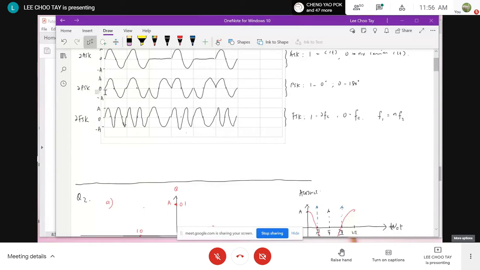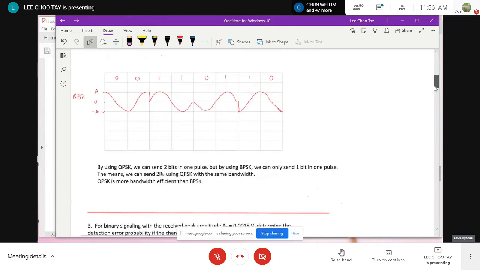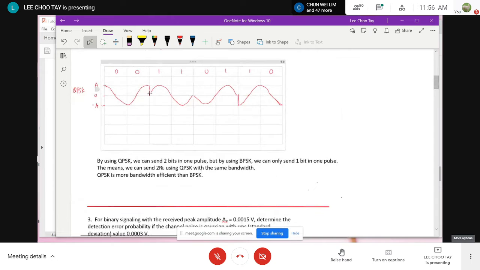In this 2PSK waveform, to send 1 bit, we use 1 pulse. To send 2 bits, we need to send 2 pulses. But for QPSK, to send 2 bits, you need only 1 pulse. For 1, 1, I only need to send 1 pulse to represent 1, 1.